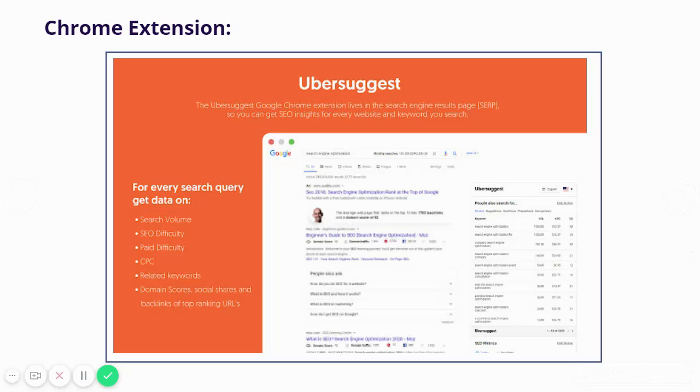Ubersuggest is a great tool that you can use. There's a lot of insight that you get in the free version itself. You can check it out on the website, and it also has a Chrome extension which displays a number of metrics when you are putting in your search on Google.